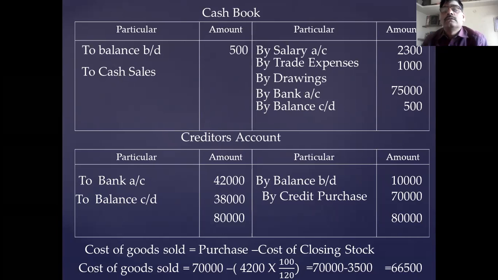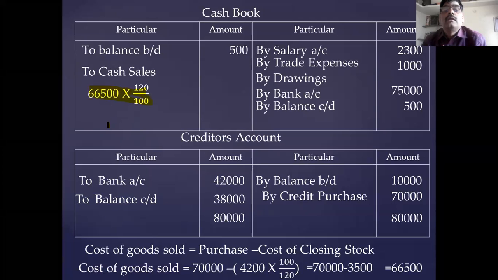I'll calculate the cash sale. This is the cost of goods sold, 66,500. This is sold at a profit of 20%. So I'll calculate here 66,500 into 120 divided by 100. You see here, to calculate cost I took 100 divided by 120 on the selling price. To calculate selling price, I made the reverse. For 100 rupees cost, 120 is the selling price. For 66,500 cost, what is the selling price? You see this point.